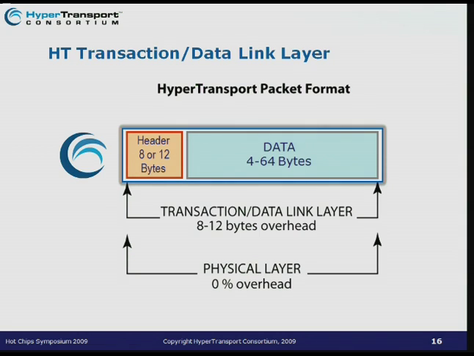Now, moving higher in the hierarchy, above the physical layer, we have the data link layer and transaction layer, which are both integrated into a single one in HyperTransport technology. And basically, this data link and transaction layer requires some packet header, and that packet header is required to identify what's the role of that packet in the system.